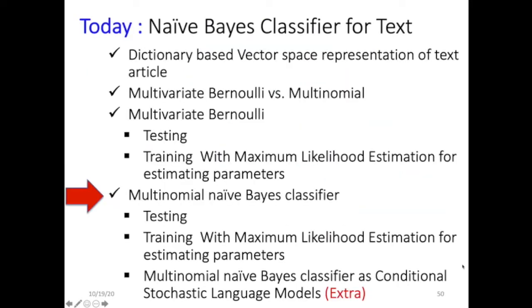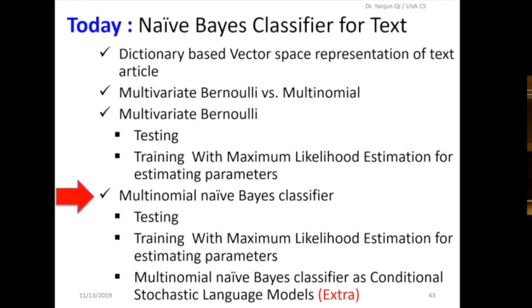All right, so what I'm going to talk about is how do you learn the parameters of a multinomial naive Bayes classifier on the text input, and how do you use the model to perform classification on text input in this module. Okay, so now I'm going to talk about the multinomial naive Bayes classifier.